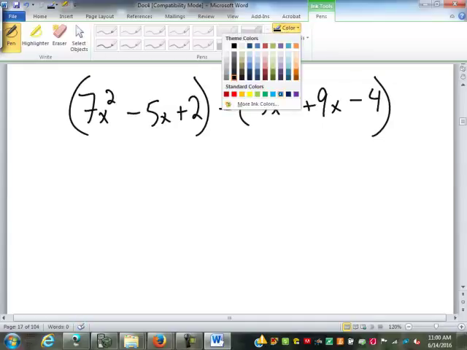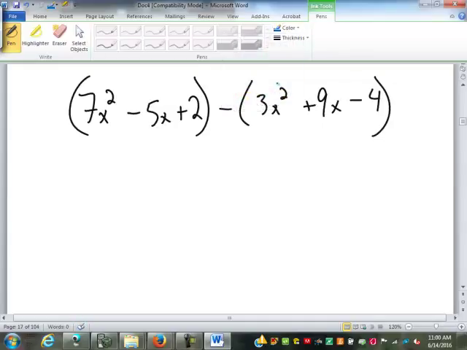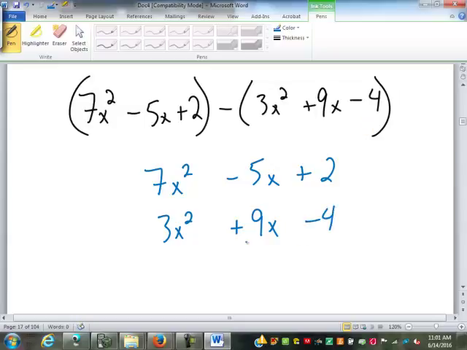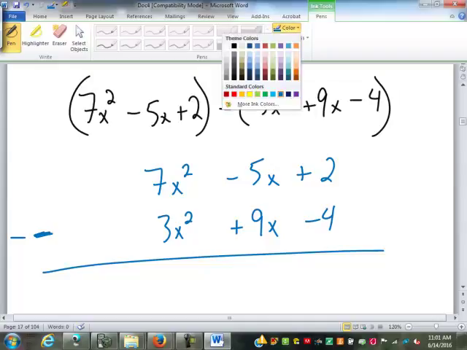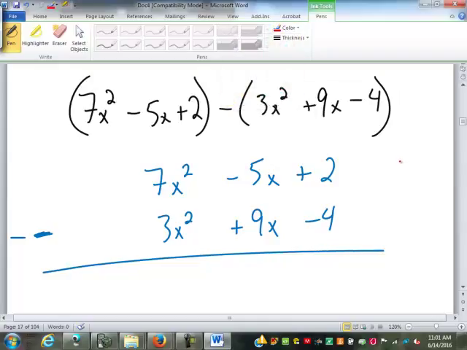When we do subtraction of these algebraic numbers, it's just like what we did with addition. We line up the like place values. So I'm going to write the first number, 7x squared minus 5x plus 2. Now the 3x squared goes under the 7x squared. The positive 9x goes under the negative 5x. And the negative 4 goes under the 2. And now we have to remember that we are subtracting in each column. And this is where it gets tricky.